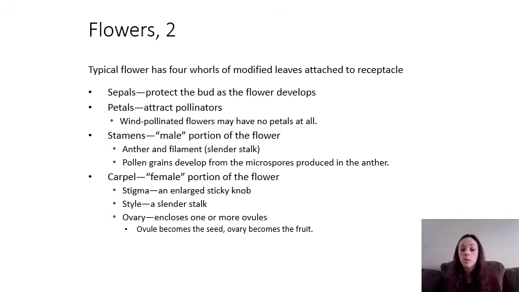Stamens are going to be the male portion of the flower. This includes the anther and the filament. And then the pollen is going to be located at the very tip of the anthers. The carpel is the female portion of the flower. This includes the stigma, which is an enlarged, sticky type knob. It will be attached to the style, which is a slender stalk. And then the style will be attached to the ovary, which of course just contains the eggs.